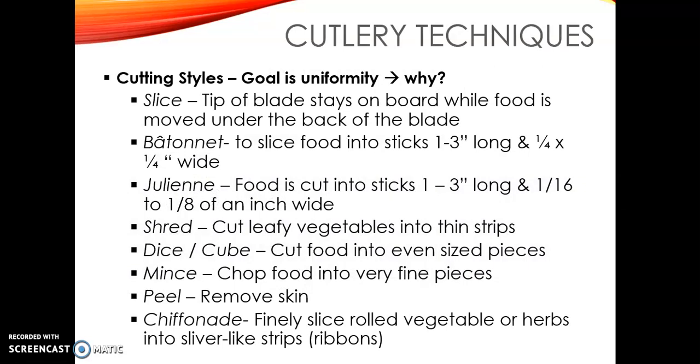So why do we want uniform pieces? I guess maybe it's an obvious answer, but maybe not to everyone. The reason you want uniform pieces is because you want everything to cook uniformly. You don't want to have a big chunk of squash and then a really tiny chunk of squash, because that little tiny chunk is going to be overcooked by the time the big chunk is cooked, if that makes sense. So there are some different styles of cutting.